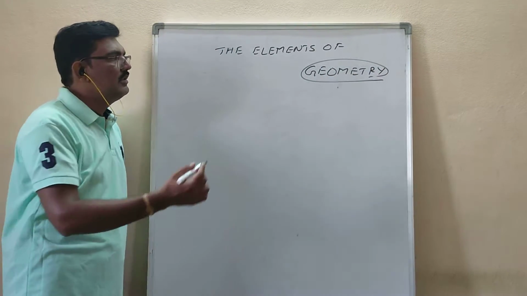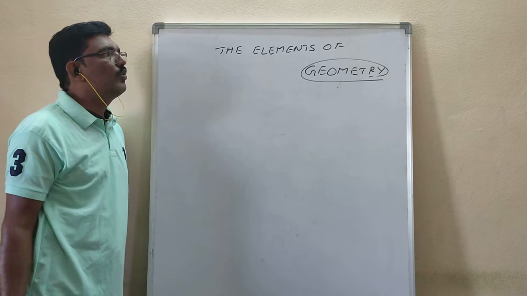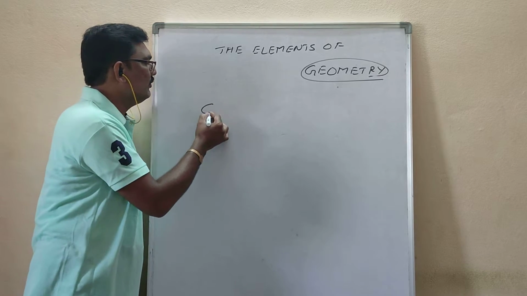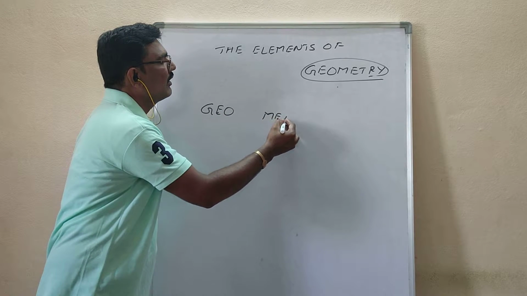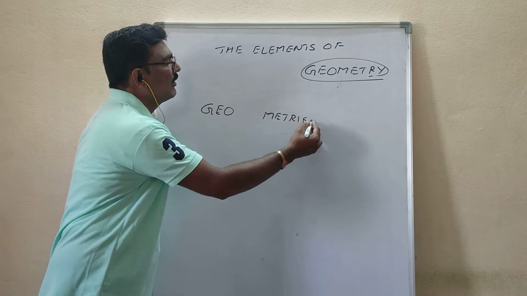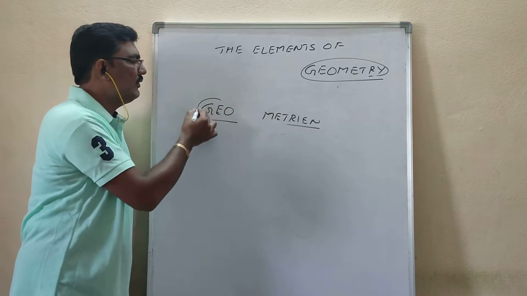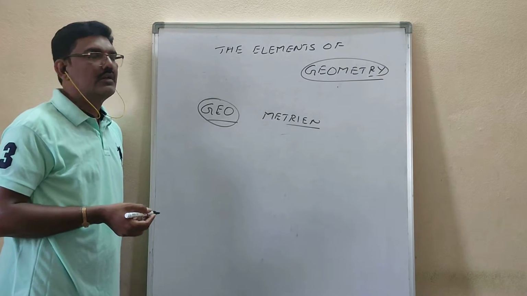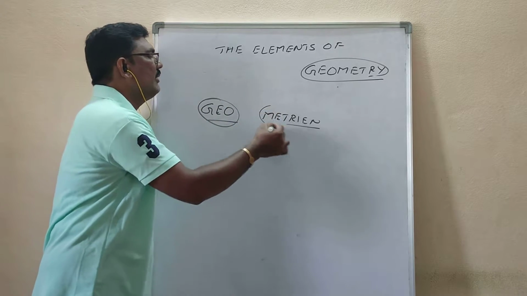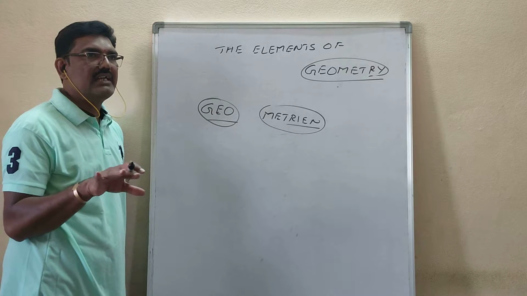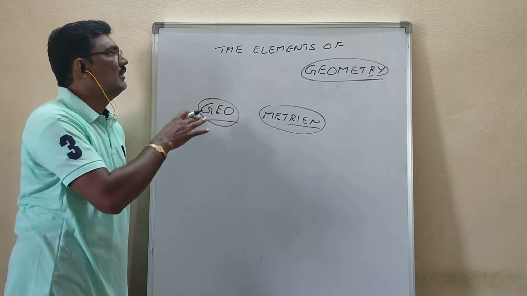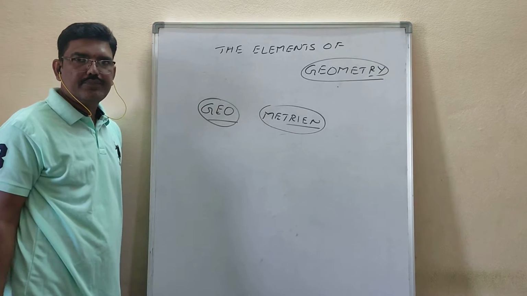We'll see it. Geometry came from two Greek words, geo and metrian. Here, the meaning of geo is earth, so land, and metri means measurement. So measurement of lands which are present on the earth is called geometry.